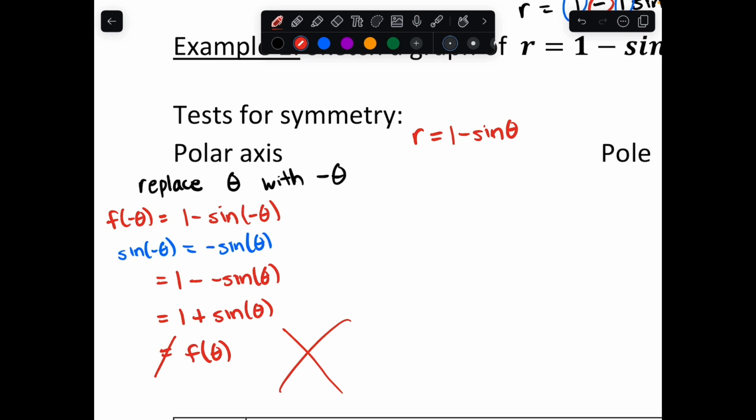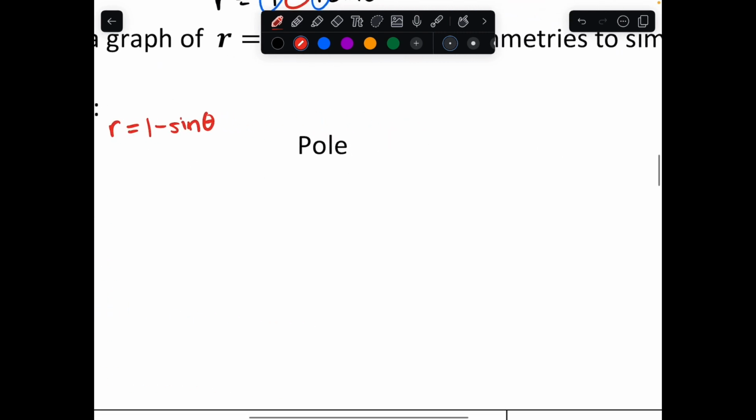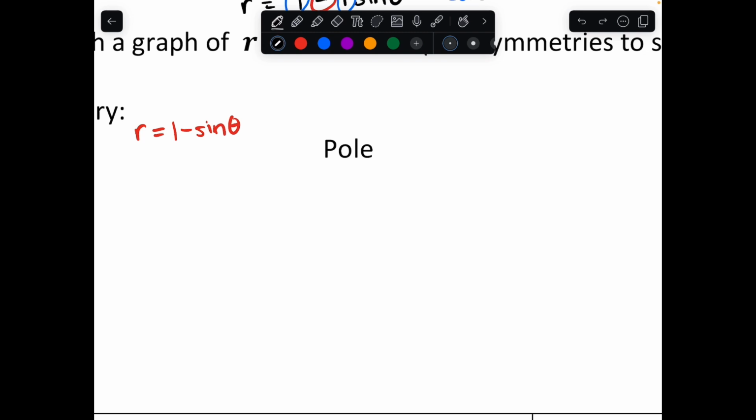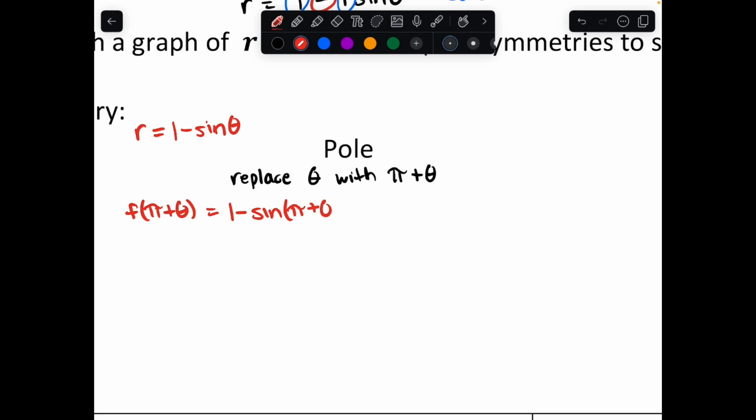Now let's check for pole symmetry. For symmetry about the pole, we need to replace theta with pi plus theta. So we want to show that f of pi plus theta is actually equal to f of theta. Let's go ahead and plug it in. So f of pi plus theta is going to be equal to 1 minus sine of pi plus theta.